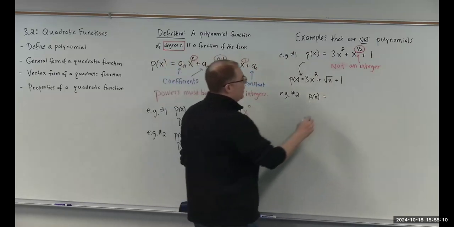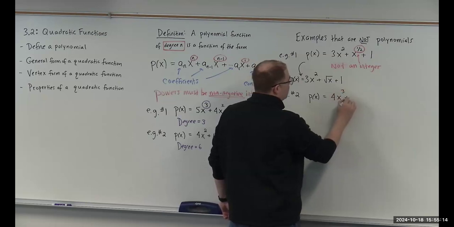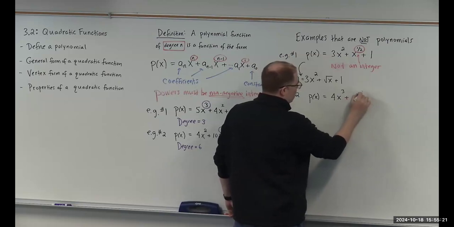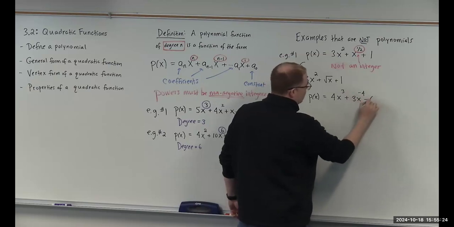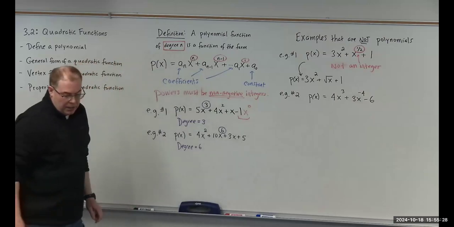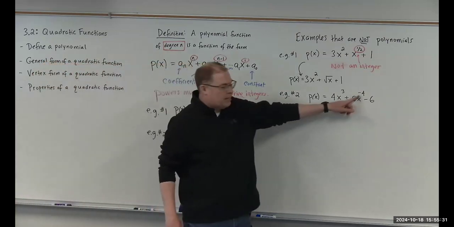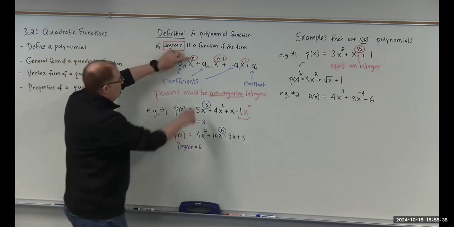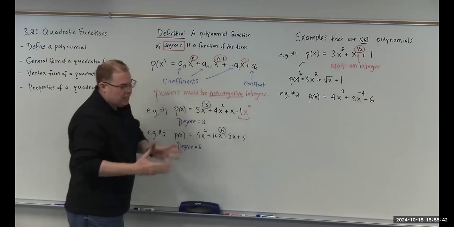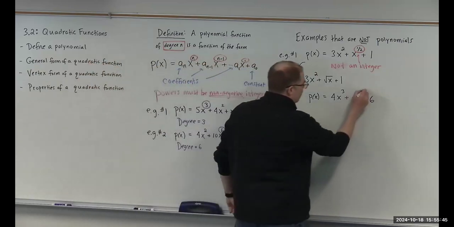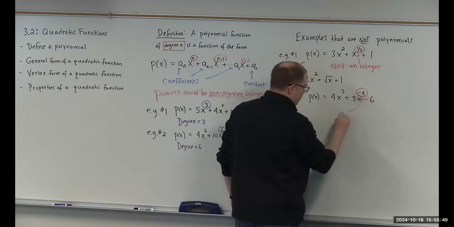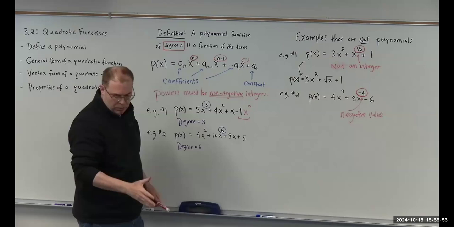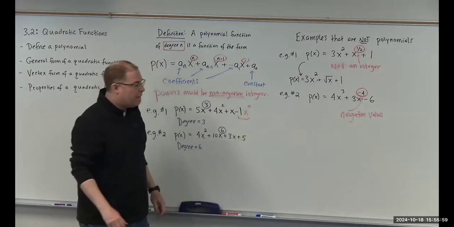Here's another example. Let's say we have 4x to the power 3 plus, say x, or let's do this, let's say 3x to the power negative 4 minus 6. So the issue here is that you notice the power is negative. That doesn't fit this definition. Remember that these powers, these exponents, must be non-negative integers. Well, we got a negative integer there. So that's a negative value. Therefore, this is not a polynomial.